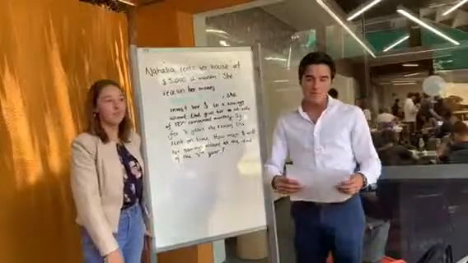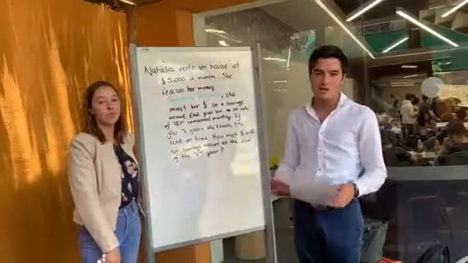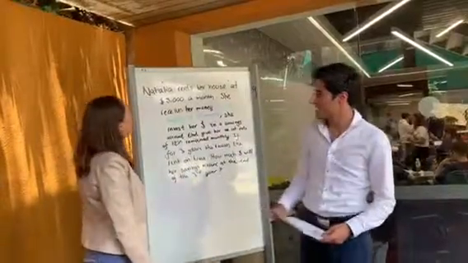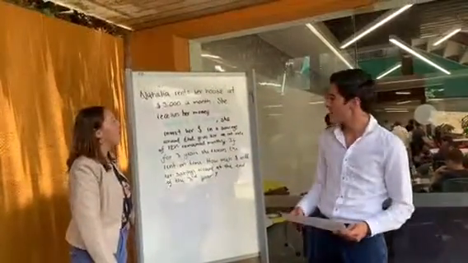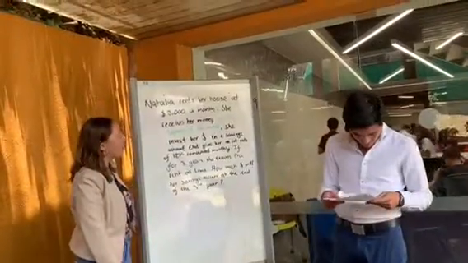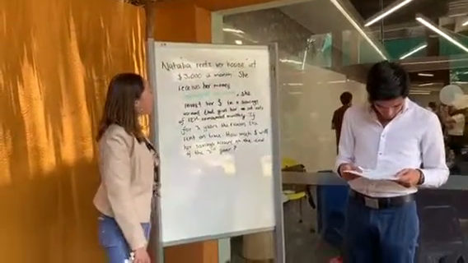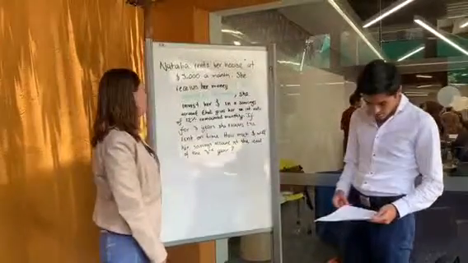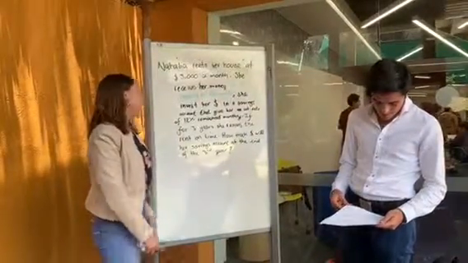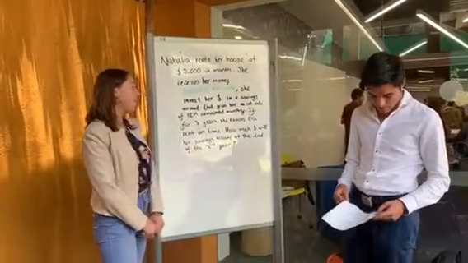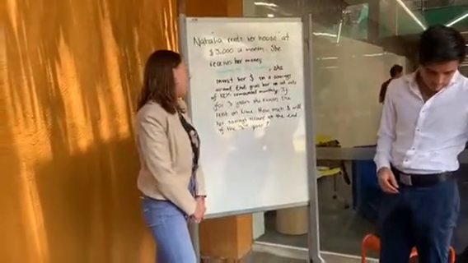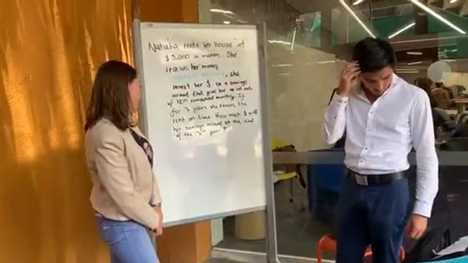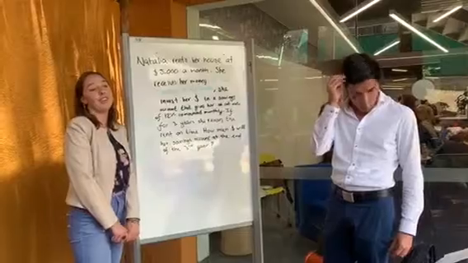So, in order to exemplify the annuities we're talking about, we're going to use an example problem. Natalia rents her house at 5,000 a month. She receives her money at the beginning of the month. She invests her money in a savings account that gives her an interest rate of 12% compounded monthly. If for 3 years she receives the rent on time, how much money will her savings account have at the end of the 3-year period?